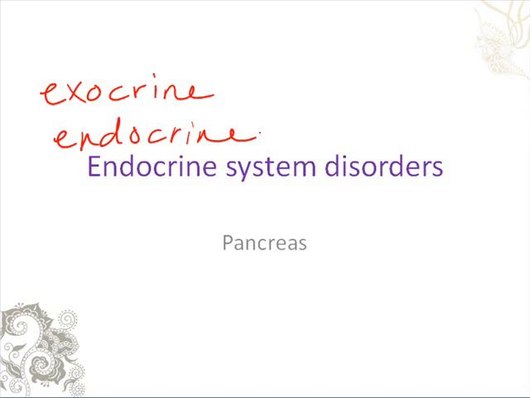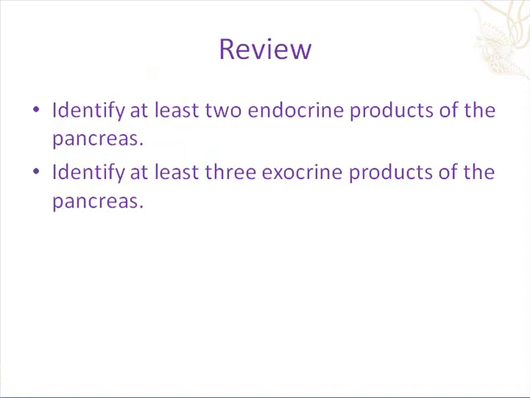Exocrine function means the release of a substance such as an enzyme, a digestive enzyme in the case of the pancreas, that gets released into a luminal opening such as the small intestine. So before we get started on talking about diseases of the pancreas, I want you to take a minute and see if you can think of at least 2 different endocrine products that the pancreas manufactures, and at least 3 exocrine products that the pancreas manufactures.